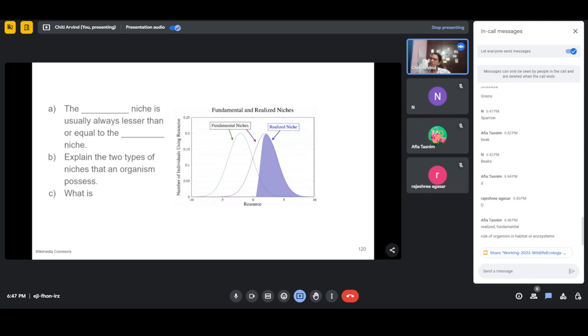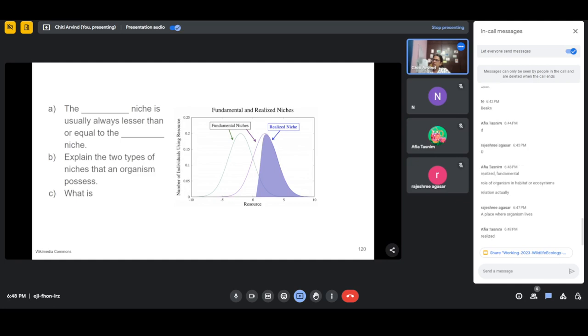Okay, so it's not the role of an organism. It's not even the relation. Right, it's the habitat or the place where the organism lives or can live, right? So now tell me, which niche is usually always lesser than or equal to the other niche? So which is the smaller niche? Right. So the realized niche is the smaller niche, right? It seems that my question C is incomplete.